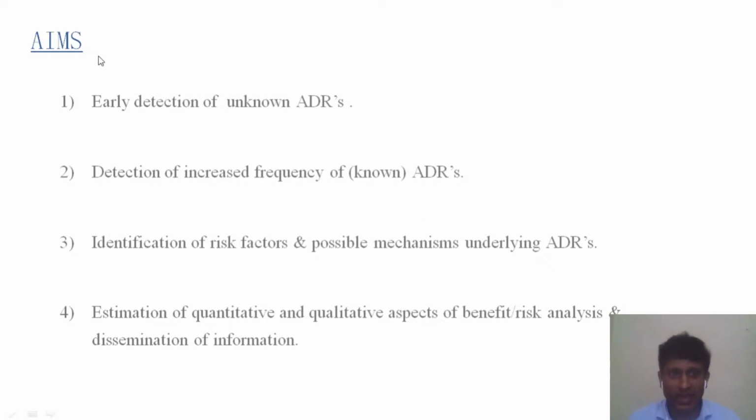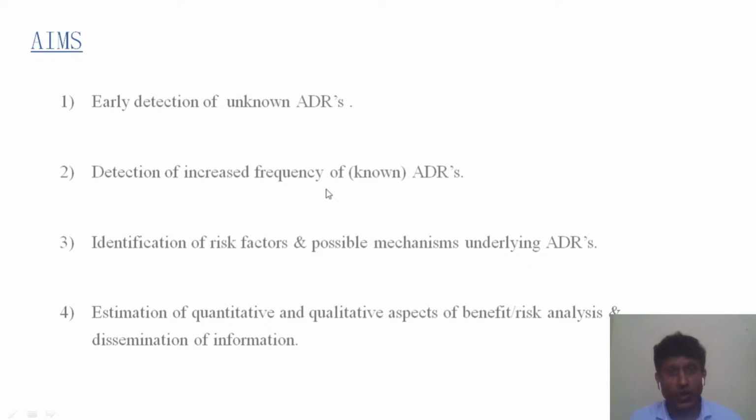So we have some aims and objectives which can be dealt with by pharmacovigilance. The first one is early detection of unknown adverse drug reactions. Here, two terms are important: one is early detection, the other is unknown. Known ones are already there in the literature. We have them in textbooks, and many articles give them.